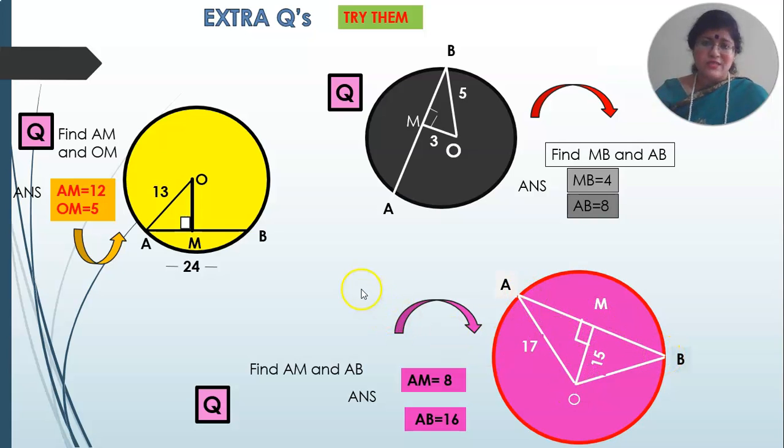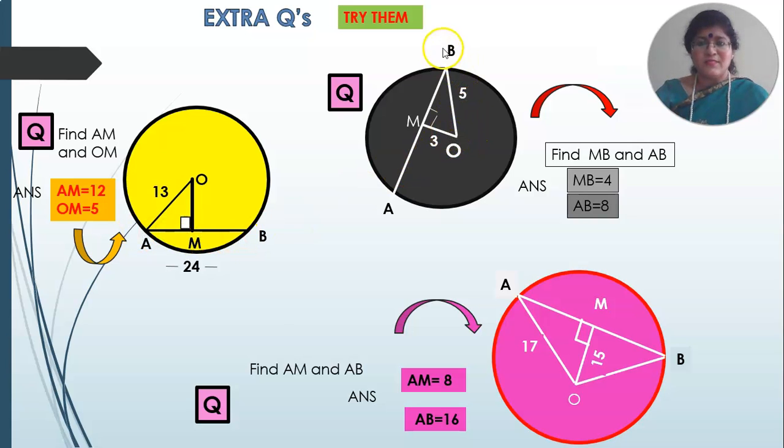So students, in all these three diagrams, you're using only one theorem: the perpendicular from the center of the circle to the chord bisects the chord. Now, how do you identify it? How do you know that a particular question is based on this theorem? It's very simple. All you have to do is look for the chord, center of the circle, and there will be a perpendicular drawn to the chord.